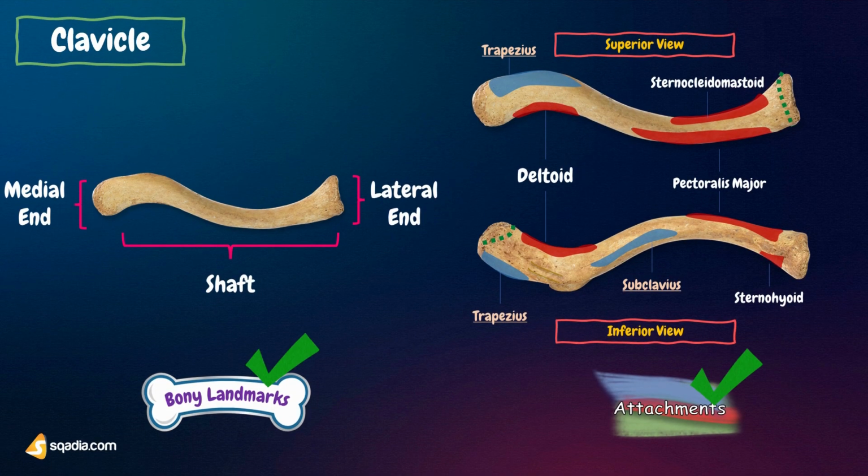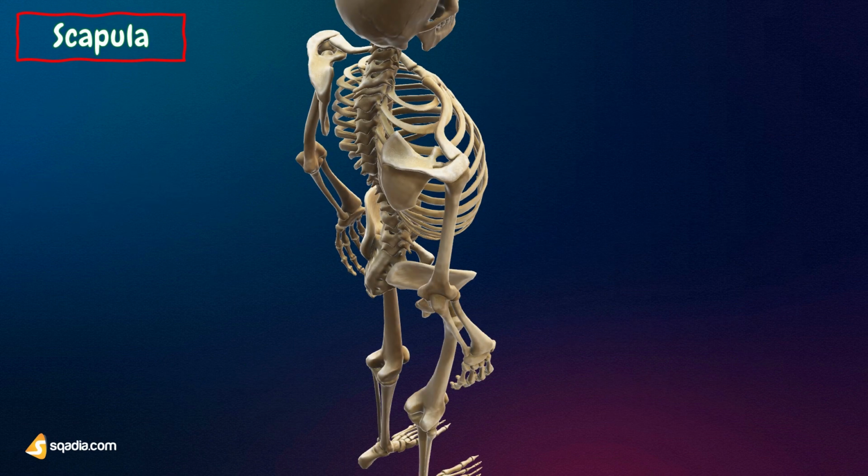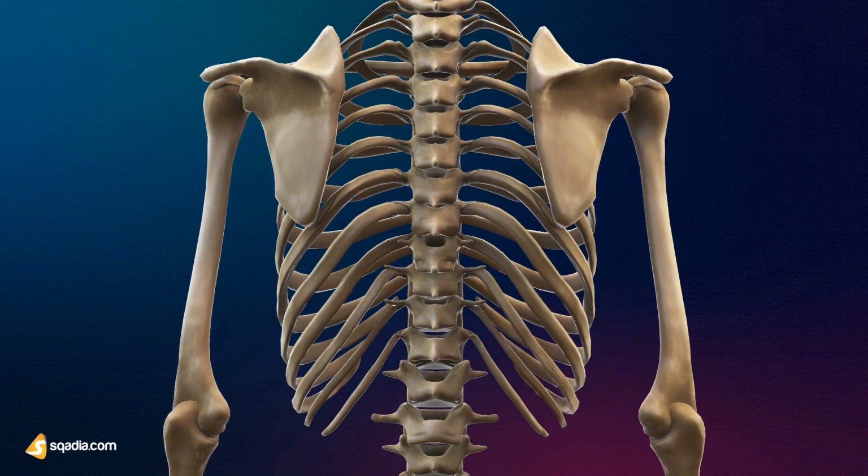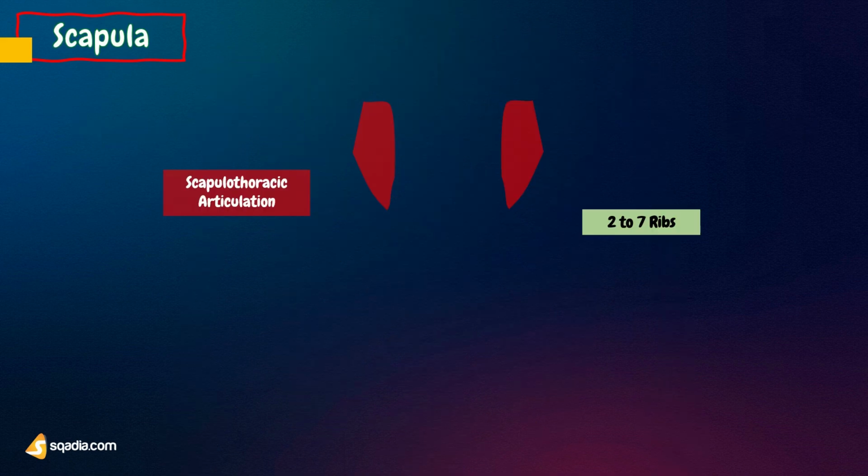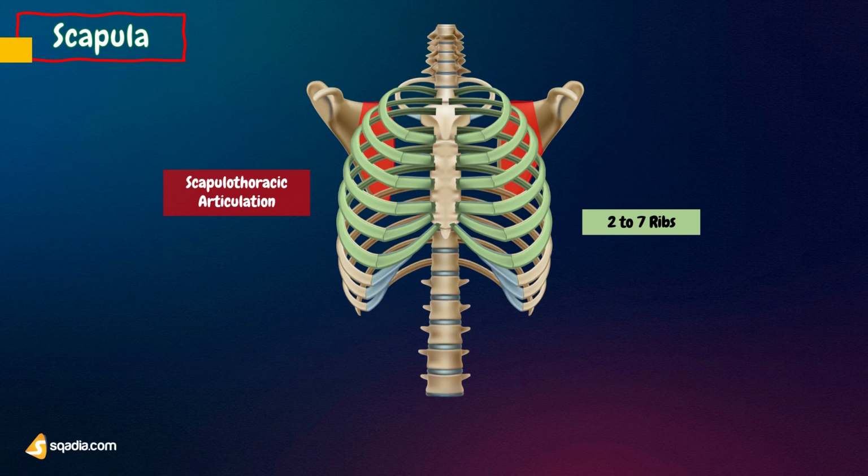Moving on, we will now talk about the bone known as scapula. The scapula, also called shoulder blade, is a thin flat bone placed on the posterolateral aspect of the thoracic cage. It is triangular. It connects the upper limb with the thoracic cage, also called scapulothoracic articulation.